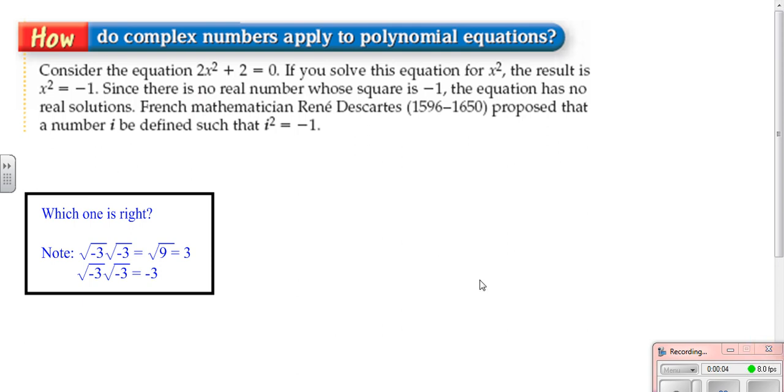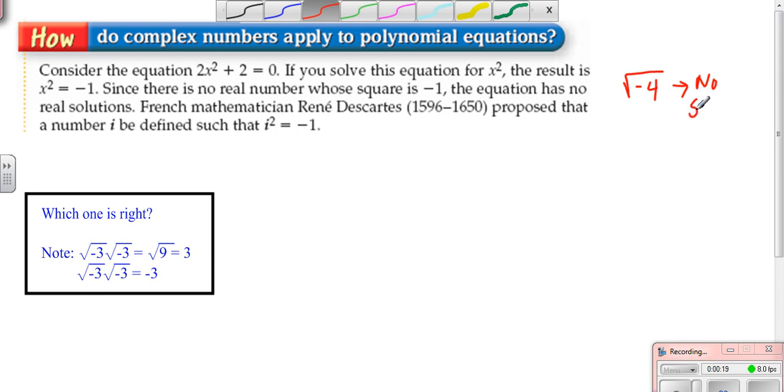5.9 is going to solve one of the problems mathematicians have. And if you remember, we have said to this point that the square root of -4 is no solution. Well, that's not exactly true. What it is, is no real solution. Mathematicians don't like unanswered questions.